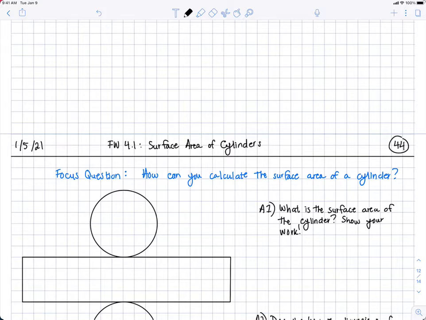Today we're talking all about the surface area of cylinders. In the past, we've talked about surface area of other types of prisms, right? Triangular prisms, rectangular prisms, cubes, all of that good stuff. But today we're going to take our knowledge of circles and apply it to finding the surface area of a new three-dimensional figure, the cylinder.